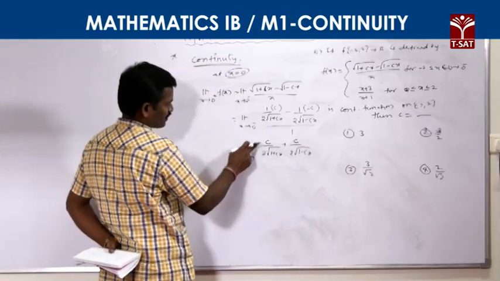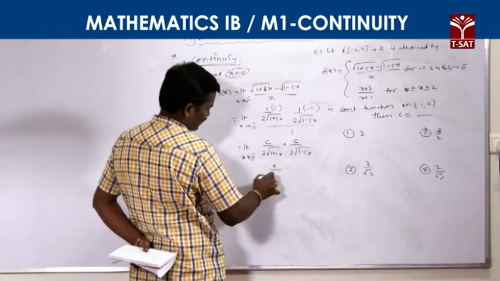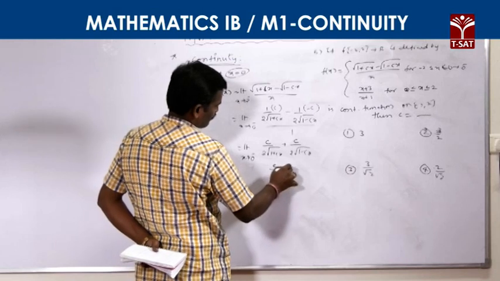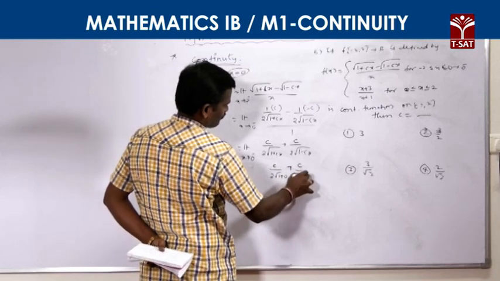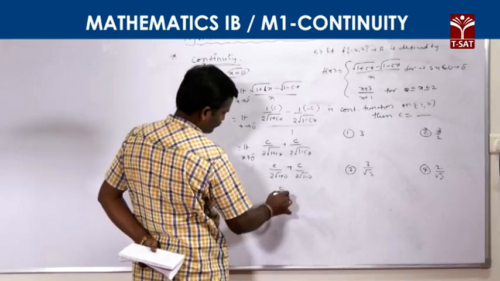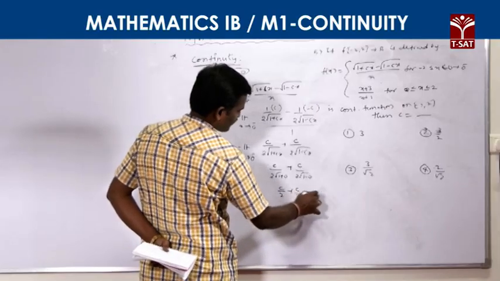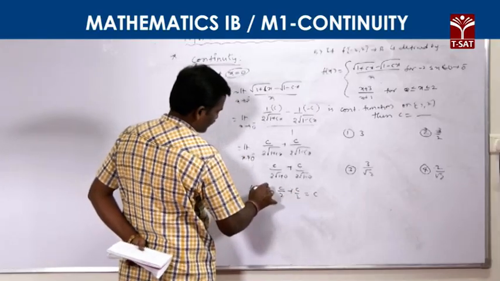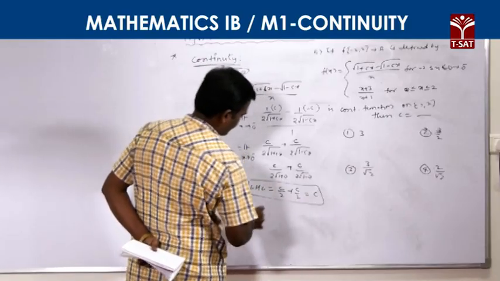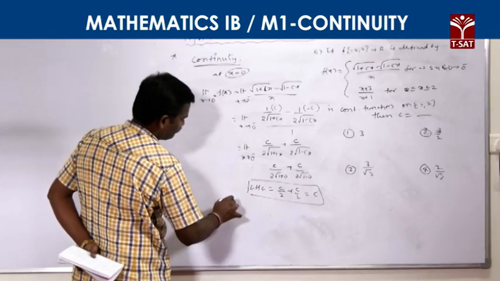So as x approaches 0, substitute x = 0: c by 2 root over 1 plus 0 plus c by 2 root over 1 minus 0. So the answer is c by 2 plus c by 2, which is nothing but c. So the left hand limit (LHL) answer is c.